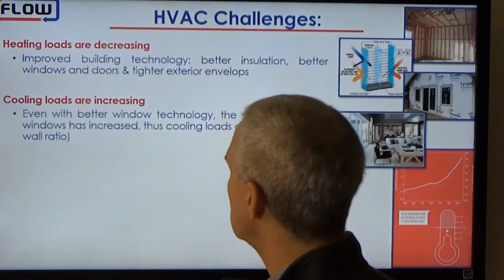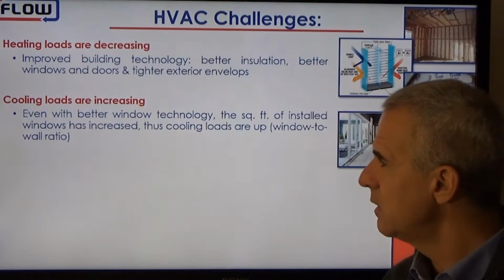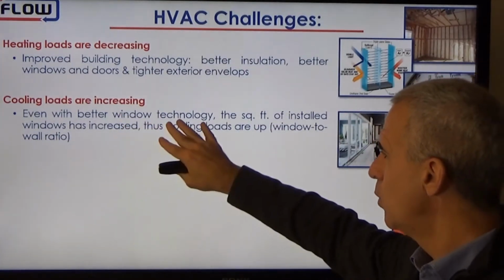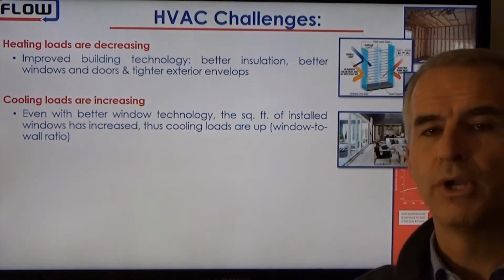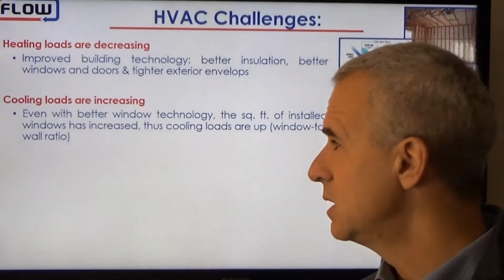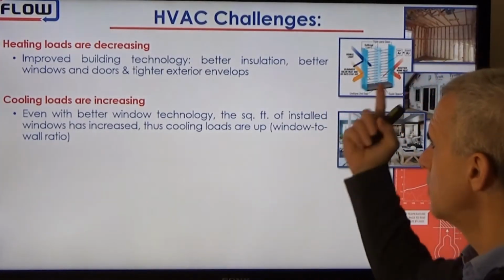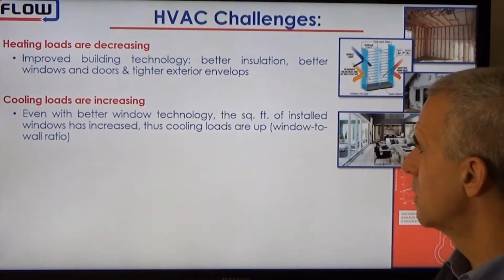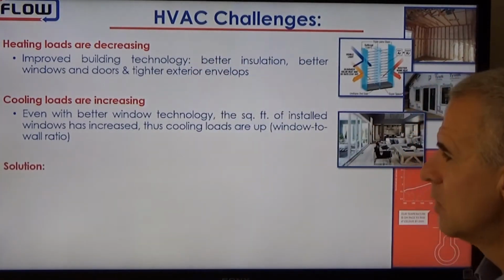Cooling loads are increasing. Even with better window technology, it seems we're putting in more window square footage, so our window to wall ratio is actually increasing. So our cooling loads are going up, but our heating loads are going way down. So what does that mean?